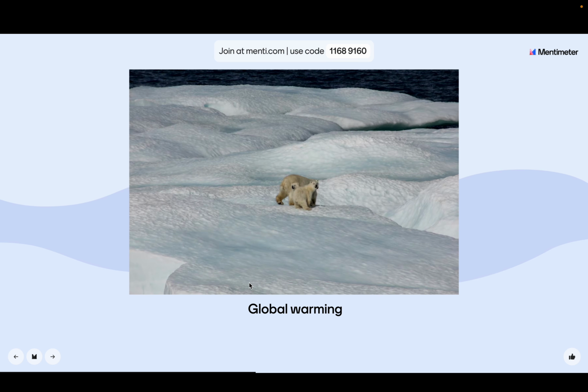Then I'll go through the basic part. In this part, I'll give some basic information about global warming using this picture, and I'll give examples of polar bears in the Arctic, and how the ice melting is making life difficult for these polar bears.